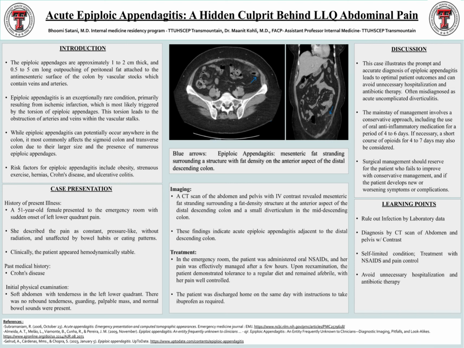So we have a 51-year-old female who presented to the emergency room with a sudden onset of left lower quadrant abdominal pain. She described the pain as constant, pressure-like, without radiation, and unaffected by bowel habits or eating patterns. Clinically, the patient appeared hemodynamically stable. The patient has a past medical history of Crohn's disease.